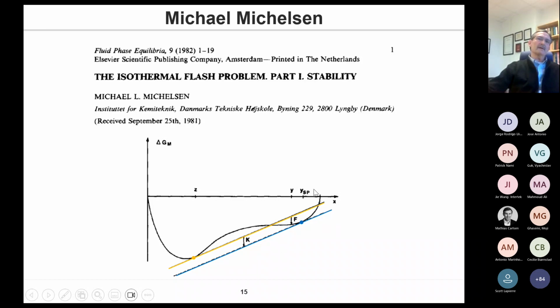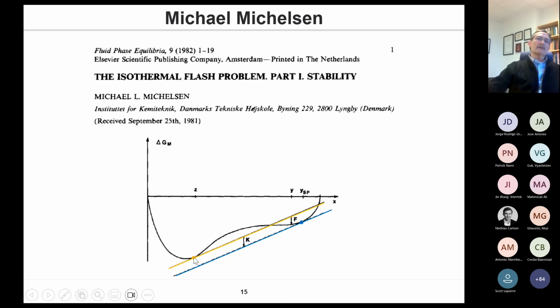So you see here at this YSP, the second phase composition, you find it and you find that the Gibbs energy has exactly the same slope. Now, if that line with the same slope lies below, meaning that the energy at the composition Z is lower than the energy at Z from the tangent itself, that means that this Z is unstable. And if you do a flash calculation, you'll find the mixture Z will split into two phases.